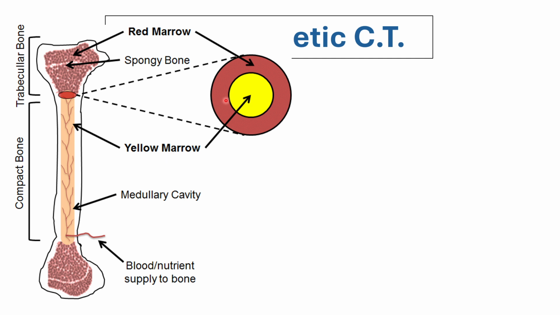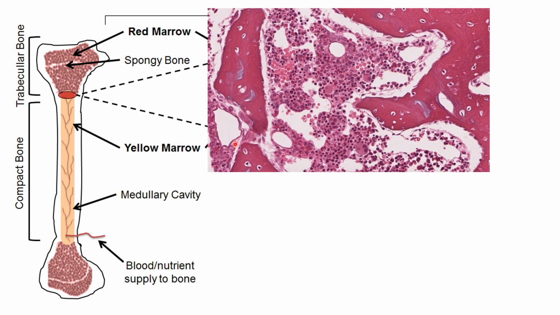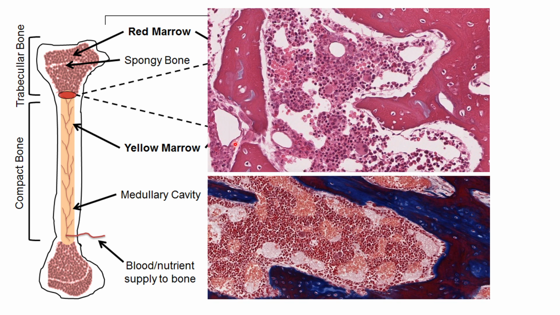Okay? And actually, the yellow marrow is just the inactive form of your red marrow. And if it is inactive, it turns yellow because adipose cells or tissue actually infiltrates the red marrow. But first, let's try to see what the red marrow looks like under the microscope.